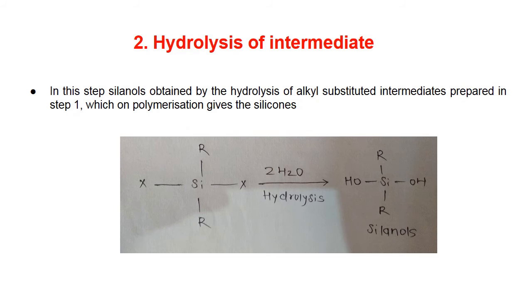Second, hydrolysis of intermediates. In this step, silanols are obtained by the hydrolysis of the alkyl substituted intermediates prepared in step 1, which on polymerization give silicones. The following reaction shows that the hydrolysis of R2SiX2 gives silanols.